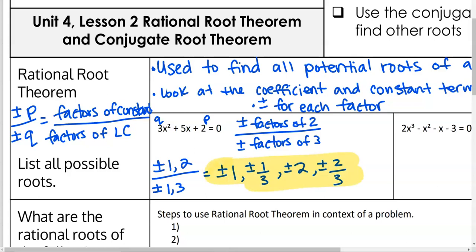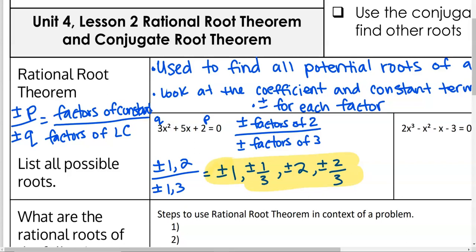How many possibilities do we have? Don't say 4. 8, right? It could cross the x-axis at 1, or it could cross at -1. It could cross at 1/3, or it could cross at -1/3. We see that? We have 8 possibilities.